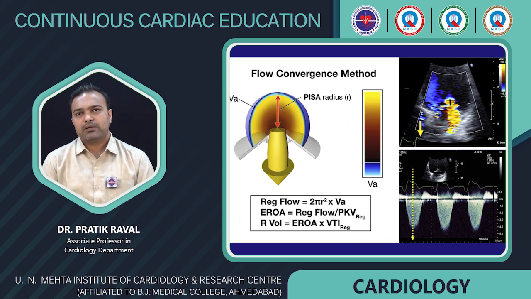The frame should be selected which corresponds to the maximal MR jet velocity in the continuous wave Doppler signal, and once the frame is selected, the PISA radius is measured, and with this measurement we can get ERO. Once the ERO is measured, we can calculate the regurgitant volume by multiplying it with the VTI of the MR signal in the continuous wave Doppler jet.